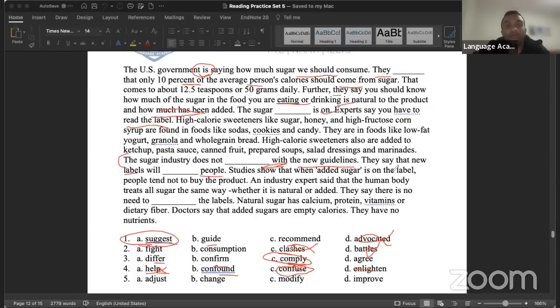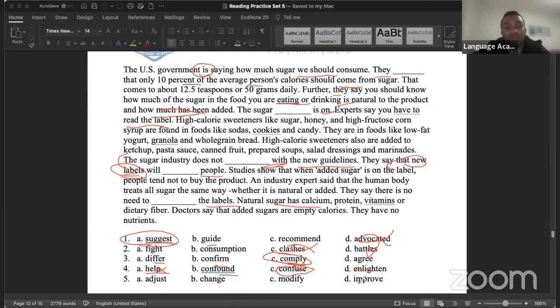All right. Look at that line. They say that new labels. He's talking about the new labels, right? Like totally changing something. They say there is no need to dash the label. Natural sugar has calcium, protein. Doctors say that added sugars are empty calories. They have no nutrients. They say there is no need to dash the labels.